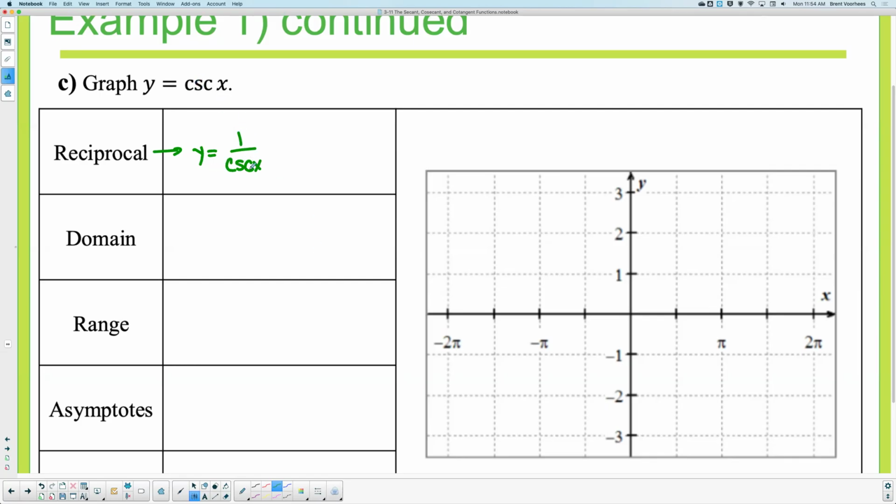cscx. Reciprocal means to flip. Now, by definition, I showed this to you earlier on, I think it was the second slide. CSC is the reciprocal of which of the 3 functions, sine, cosine, or tangent? What was it? Do y'all remember? Sine. Good. y equals sine x.